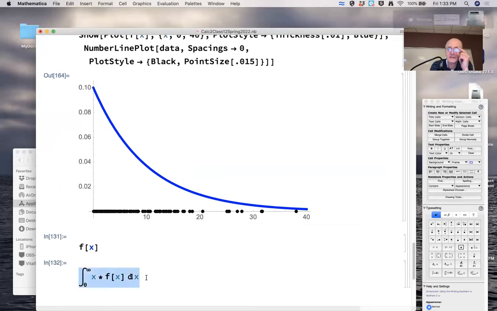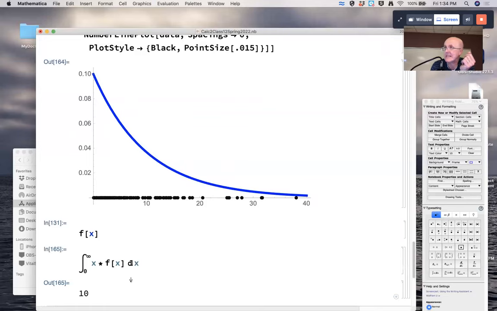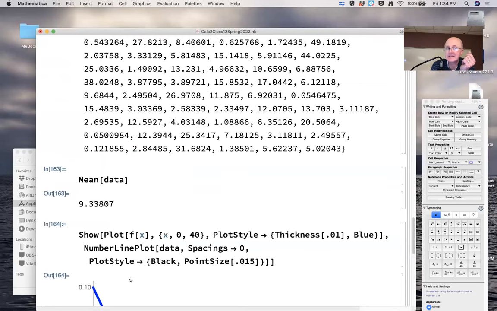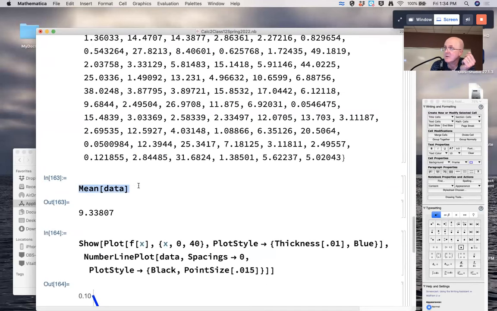This improper integral, here's my final point for today, where I take x times the probability density function, from 0 to infinity, gives you the theoretical mean. And it's exactly 10. Exactly. The simulated data has an arithmetic average close to 10. The probability density function that is modeling the data has a mean of exactly 10.